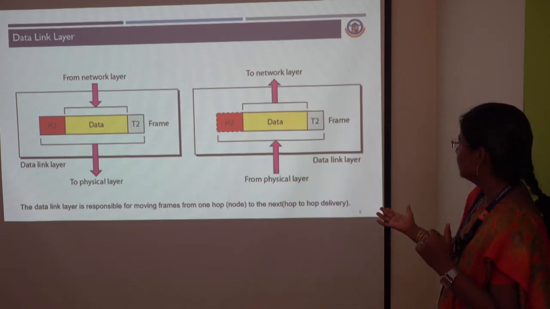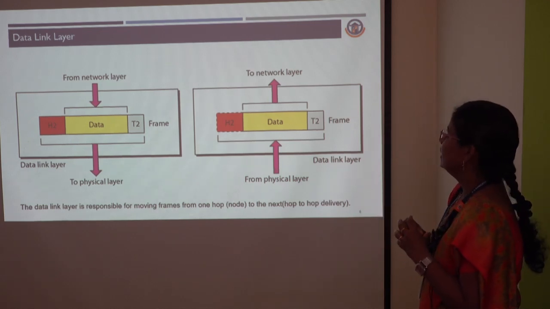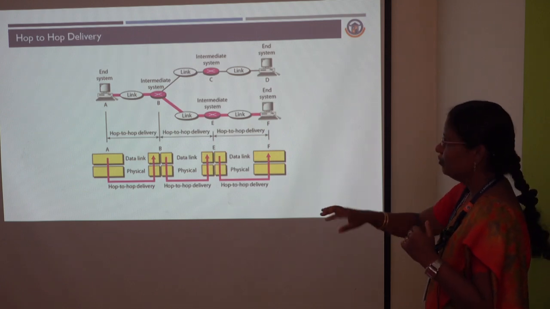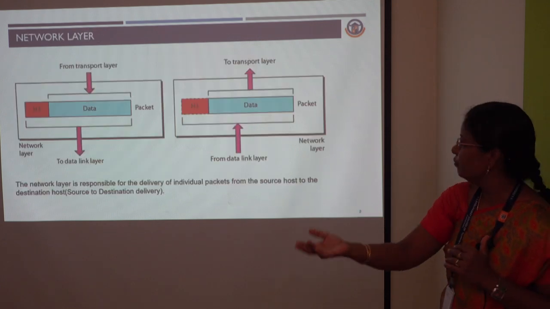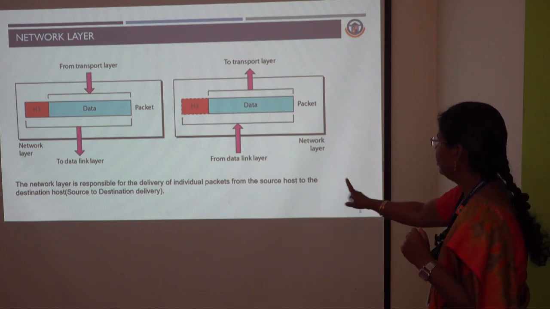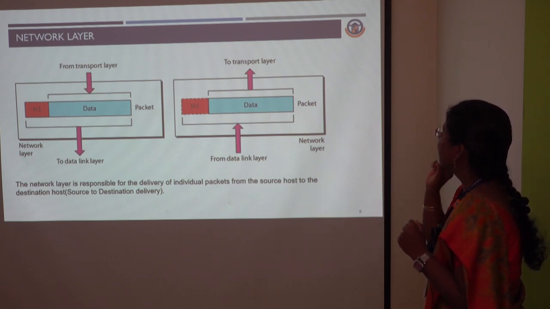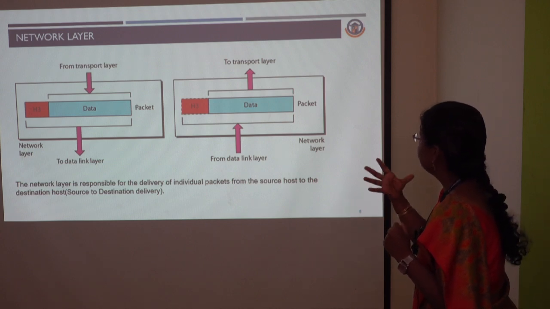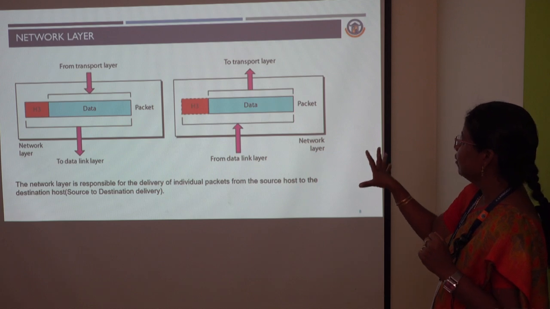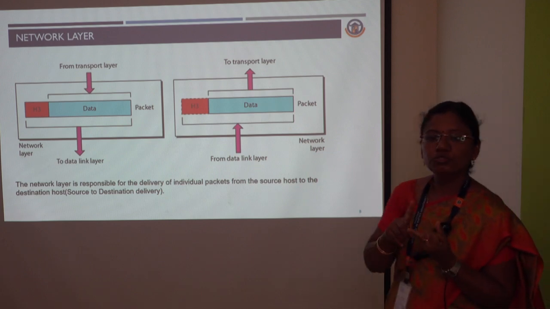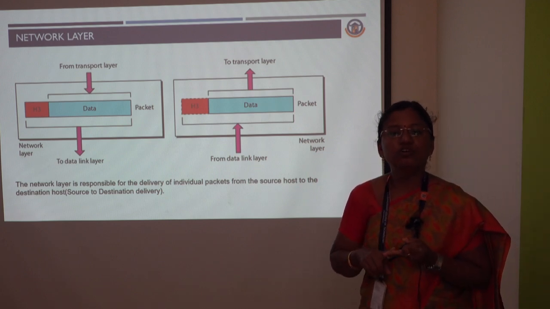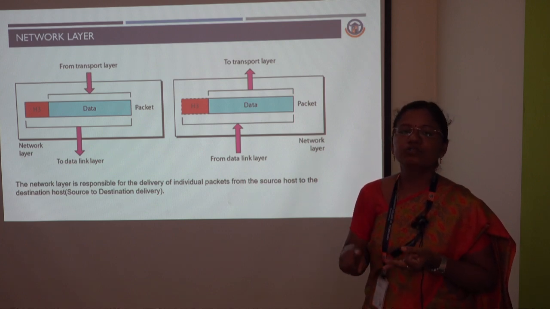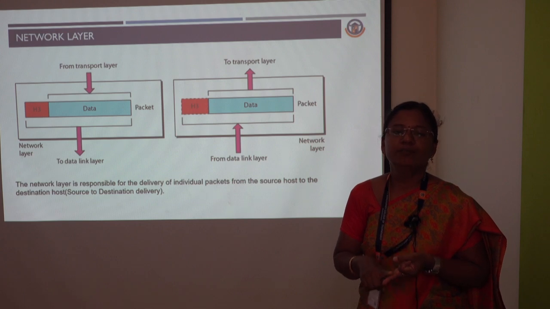The next layer is the network layer. This network layer is responsible for source to destination delivery, which is used for delivering packets from the source host to the destination host. This network layer is responsible for source to destination delivery, and it also converts the frame into packets, and it also supports routing.